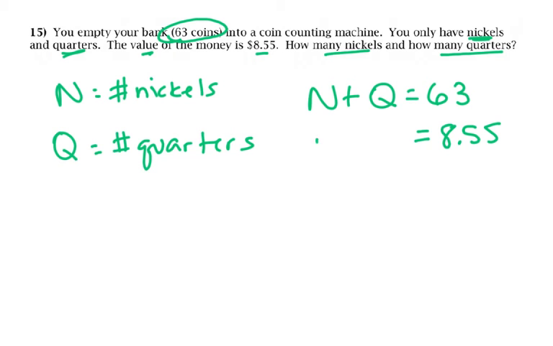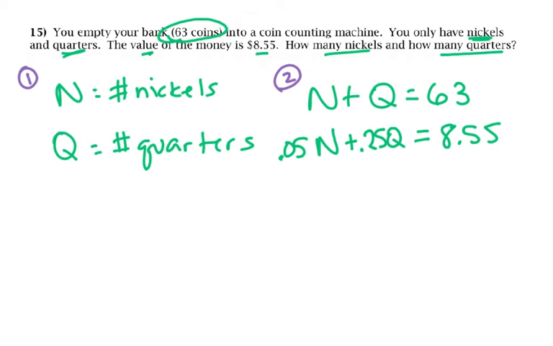So remember when we write the value of a nickel, it's not 0.5, it's 0.05. That's the number one mistake people make on a problem like this. The value of a quarter is 0.25, and then $8.55. So looking at that, that's my system. So here's, again, 1, define your variables. 2, come up with your system.